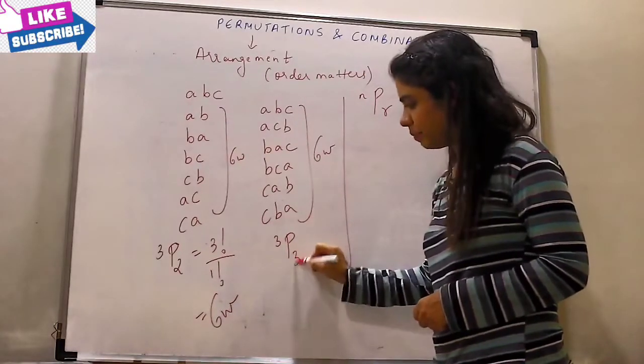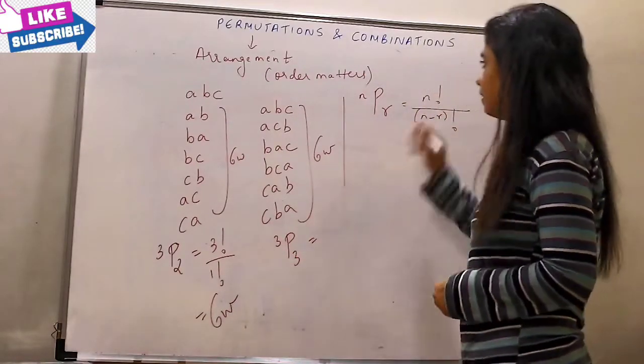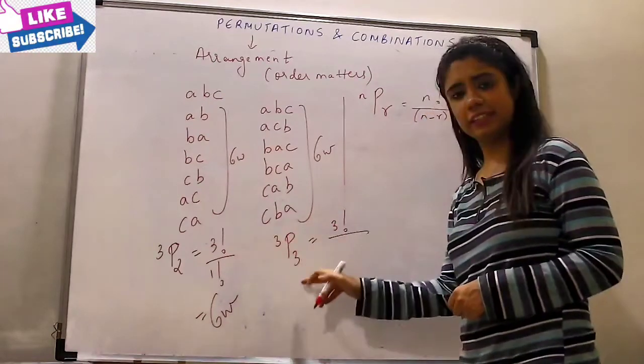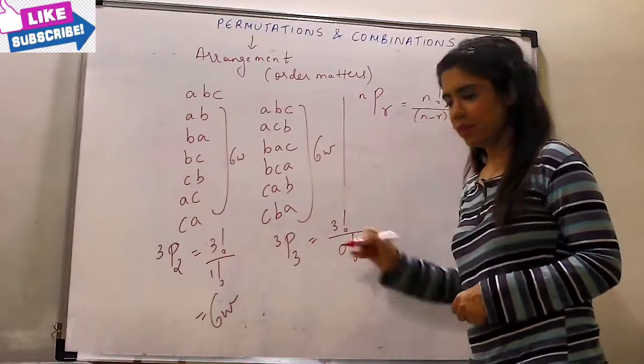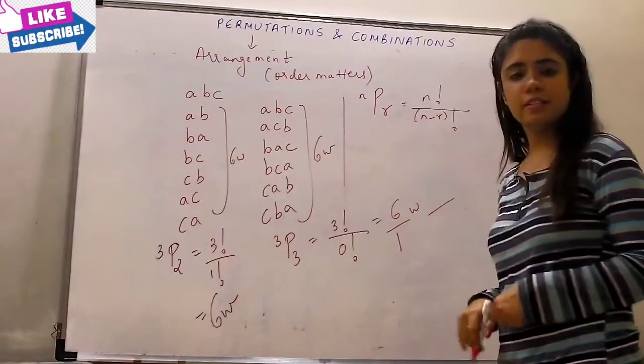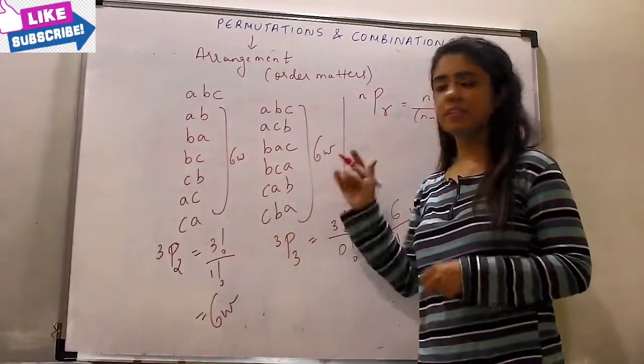So that becomes 3p3. Now what is the formula? N factorial, which is 3 factorial upon 3 minus 3, 0 factorial. So 3 factorial is 6, 0 factorial is 1, hence your answer is 6 ways. That is the reason you got 6 ways.